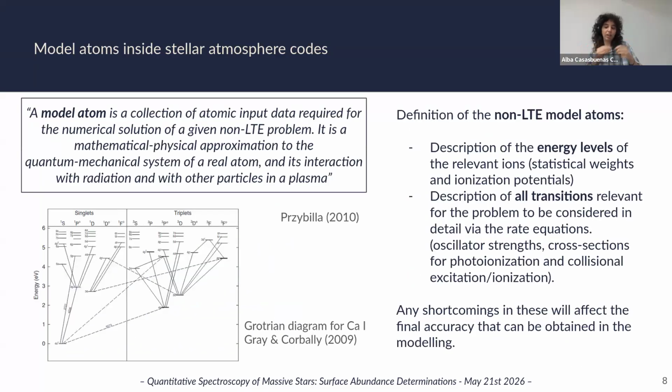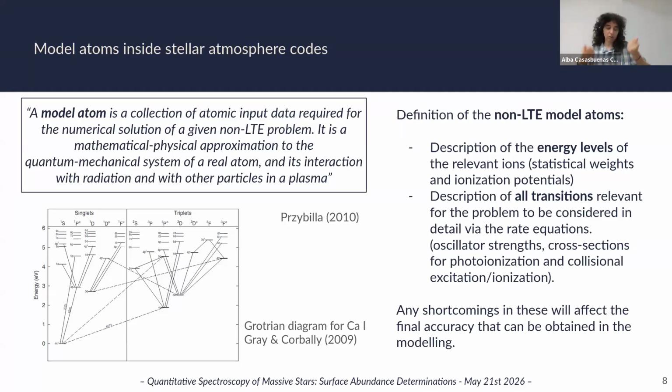So how do we include all of this data in our stellar atmosphere codes? We do this by including what we call a model atom. Here I include a very nice definition from a review by Przybilla 2010 about the model atom, which is defined as a collection of atomic input data that is required for the numerical solution of a non-LTE problem. So the model atom is a mathematical physical approximation to the real quantum mechanical system of an atom and how it interacts with the radiation and other particles in the plasma.